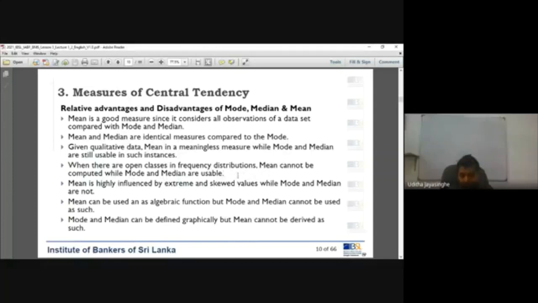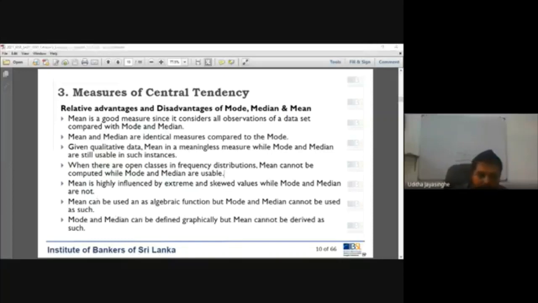For mean, we need to identify each and every value. So if a class is open and you don't know what values are going to be in that class, you cannot calculate the average. It's not possible. Fifth point, mean is highly influenced by extremely skewed values, while mode and median are not.